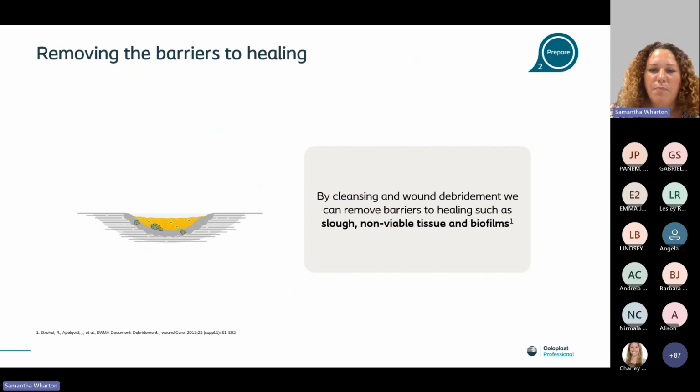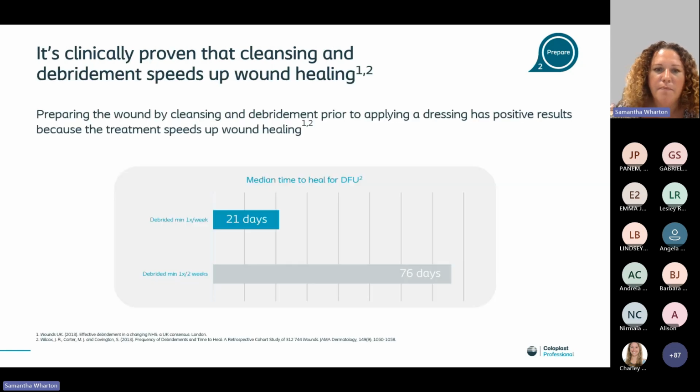So by removing those barriers to healing, by cleansing and doing that wound debridement, we can remove the barriers such as the slough, the non-viable tissue and the biofilms. This is a retrospective study, which again just illustrates that cleansing and debridement speeds up that wound healing. So this is specifically looking at diabetic foot ulcers.